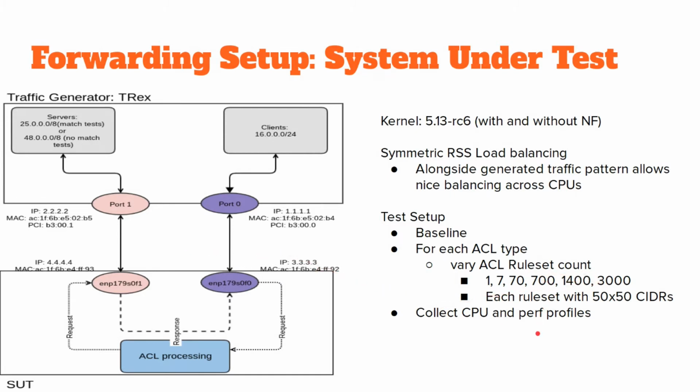And like I mentioned before, we have those rule sets. We run the 7 ACLs, and of course we collect CPU and perf results here.